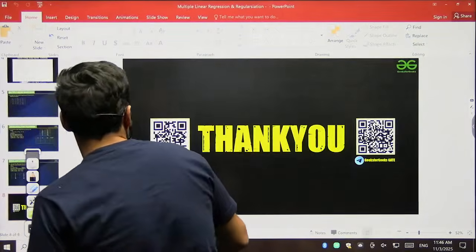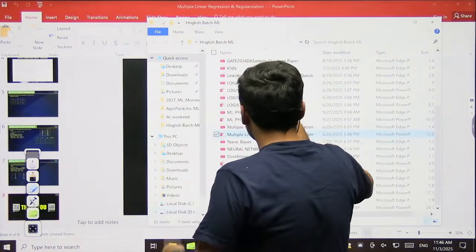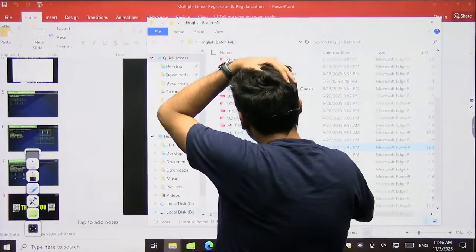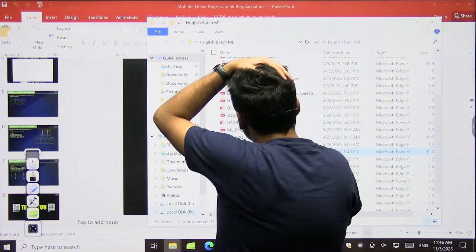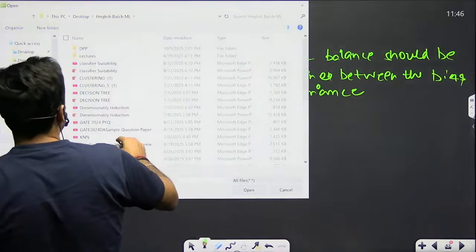I'll just show you certain more definitions that you can write. For bias variance trade-off, you can also write certain more definitions. I'll just import the file.